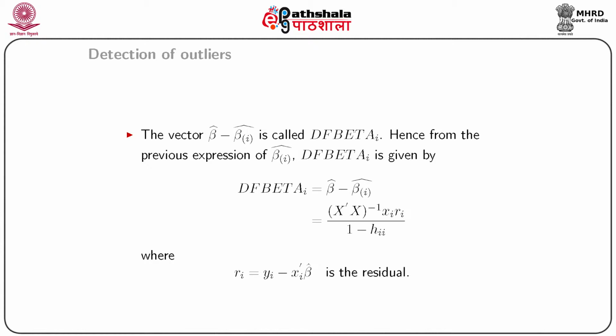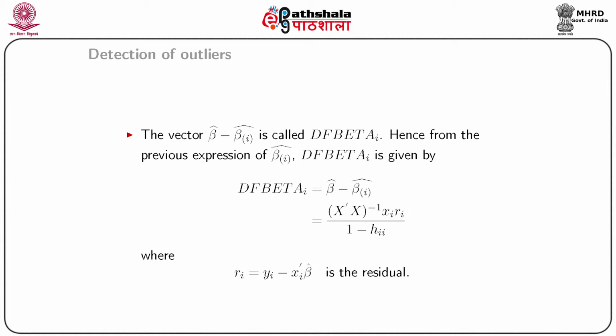Hence, from the previous expression of beta_i hat, DFBETA can be written as DFBETA equals beta hat minus beta_i hat, which equals (X prime X) inverse x_i times r_i divided by 1 minus h_ii.